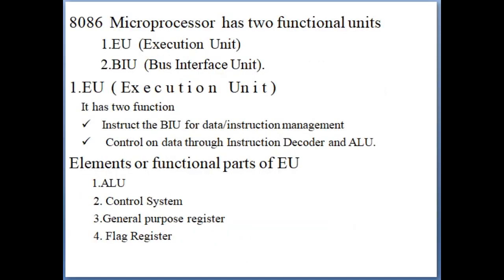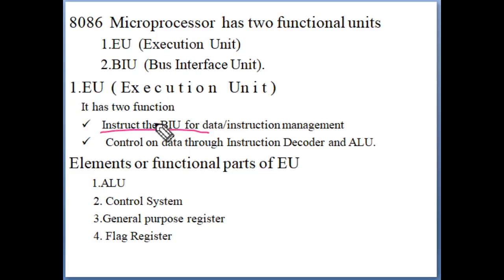Now we start. I already told you 8086 is divided into two parts, the execution unit and the bus interface unit. This is the execution unit. I already described the two important functions of the execution unit. One function is to instruct the bus interface unit for data or instruction management, meaning where to bring the data from, and after the operation where to store the data. That means it instructs the bus interface unit.